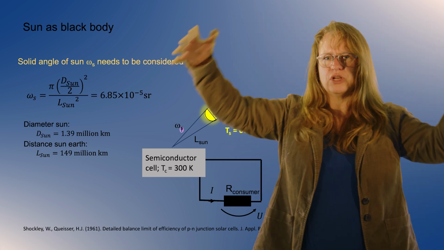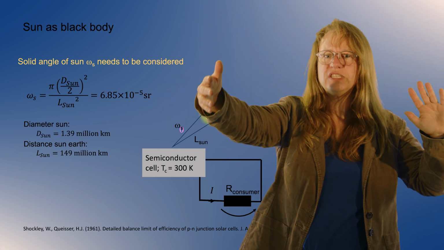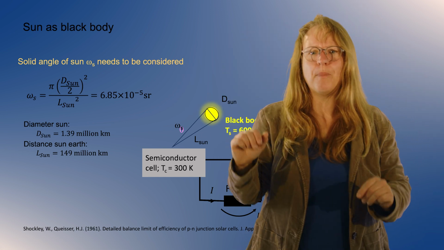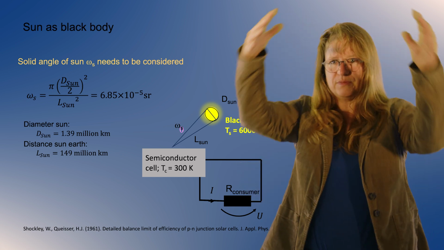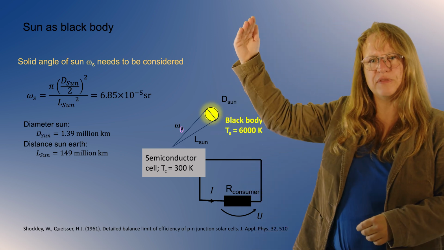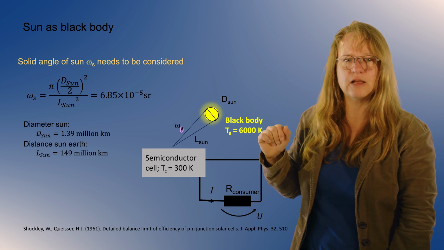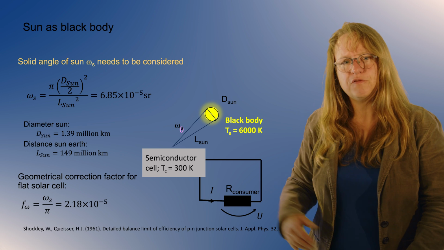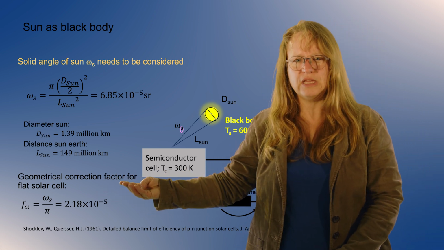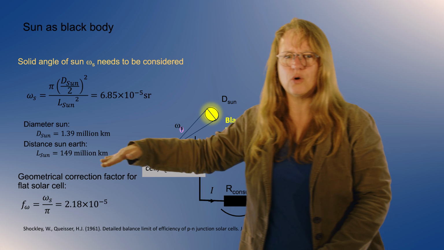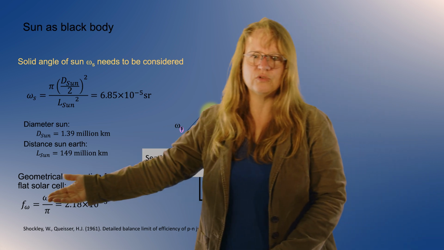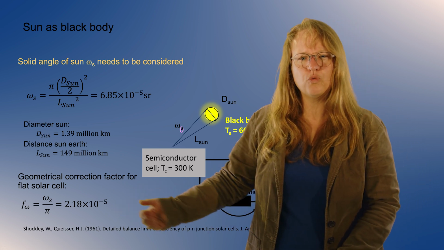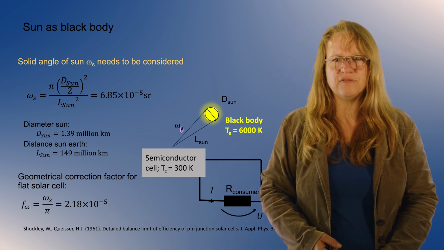If we consider a complete hemisphere, that would be 2 pi steradian. A complete sphere would be 4 pi steradian. But with a hemisphere of 2 pi steradian, we can see now the Sun is only viewed under a solid angle of 6.85 times 10 to the minus 5 steradian. If we want to know the geometrical correction factor for a flat solar cell, as shown here, then we have to divide the solid angle by pi, and that gives a correction factor of 2.18 times 10 to the minus 5 steradian.